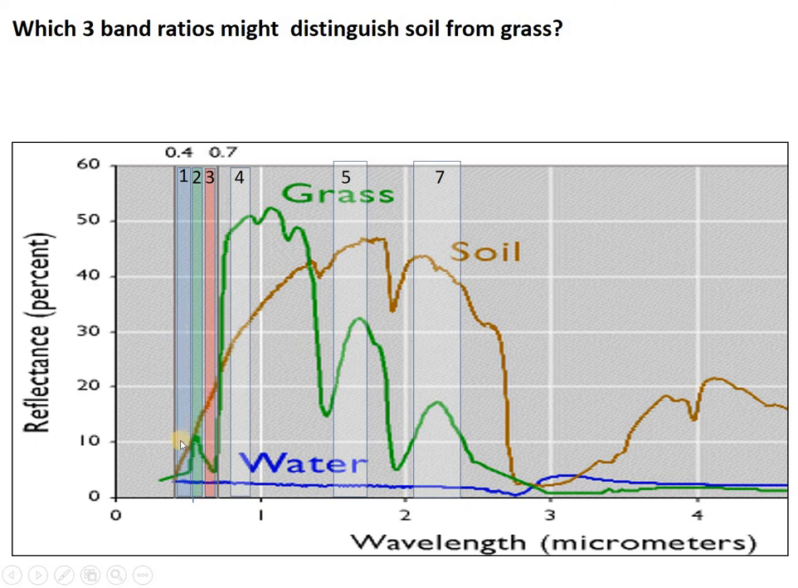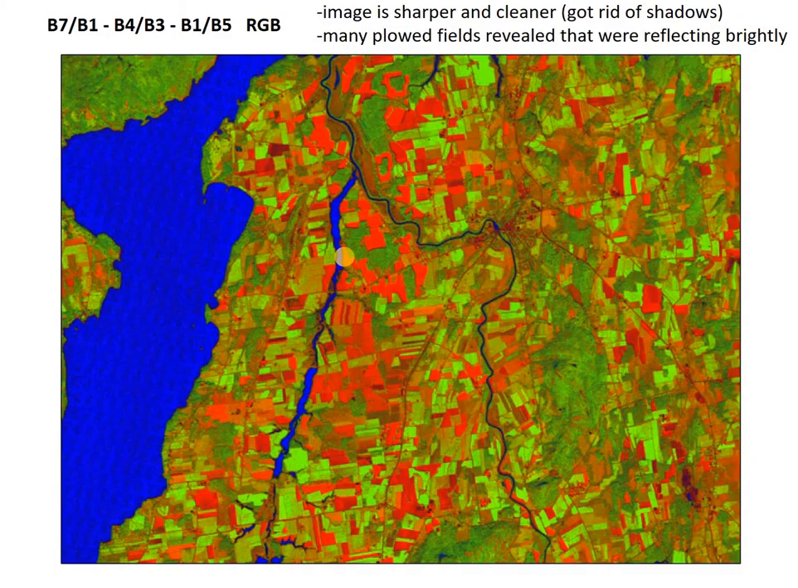Or what about band 1 over band 5? With those in mind, we'll assign those ratios to be red, green, and blue. Just to be clear, this is a false color image. Each pixel is a combination of red, green, blue. The amount of red color is derived from the magnitude of the 7:1 ratio. The amount of green color is derived from the 4:3 ratio. The amount of blue color is derived from the 1:5 ratio.